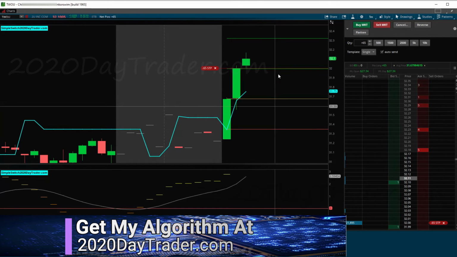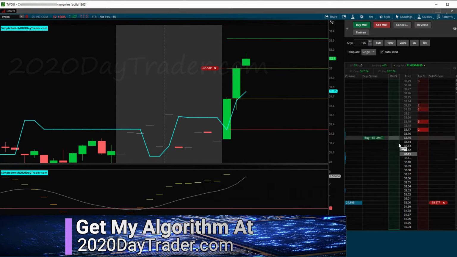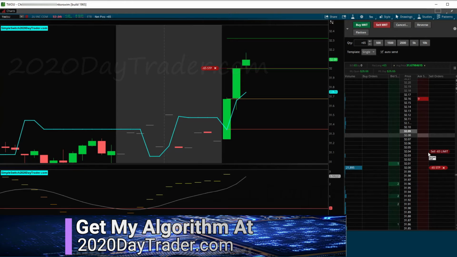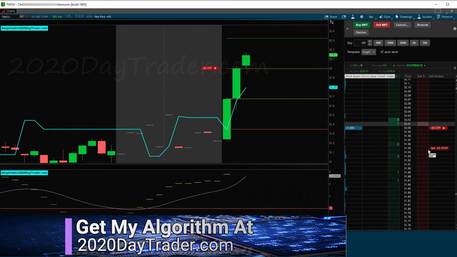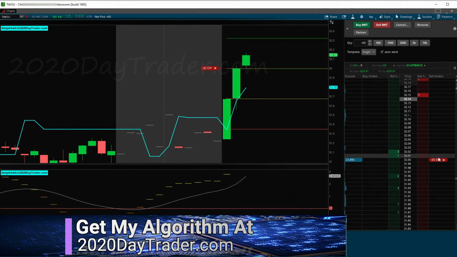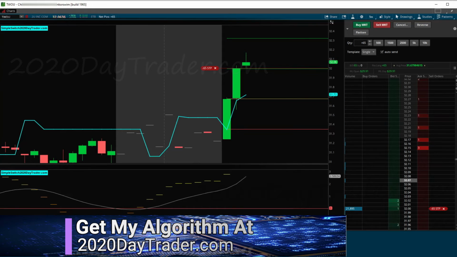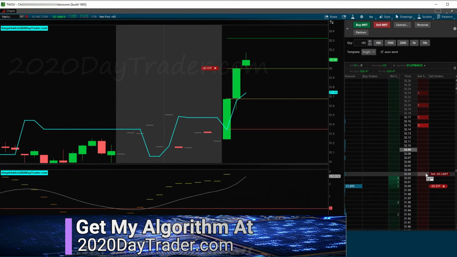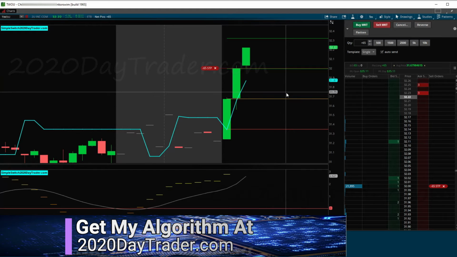Okay, so move the stop up. So we hit our target, which is awesome. And now we're looking for some bonus money. So we'll see if we get it. The only downside is, like I said, the spread, which is pretty big right now, 13 cents. So right now our stop is at $32 even, and I'd like to move it up to 32.12 here once this gets up some more.